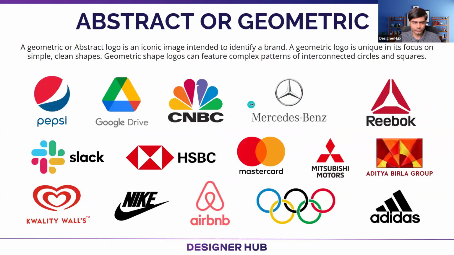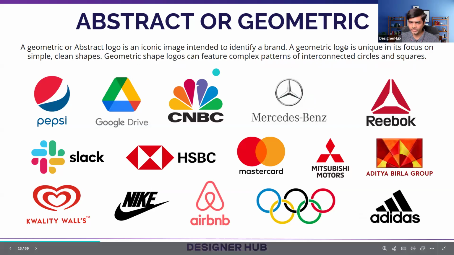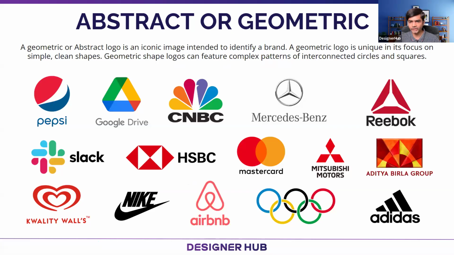Then comes the next type of logo, which is the fifth type, I believe, which is the abstract or geometric type. Now, an abstract or geometric type logo is an iconic image intended to identify a brand. A geometric logo is unique in its focus on simple and clean shapes. Geometric shape logos can feature complex patterns of interconnected circles and squares. Now, if you see all of these abstract or geometric logos, they are all simple shapes or shapes combined together and forming multiple other shapes.